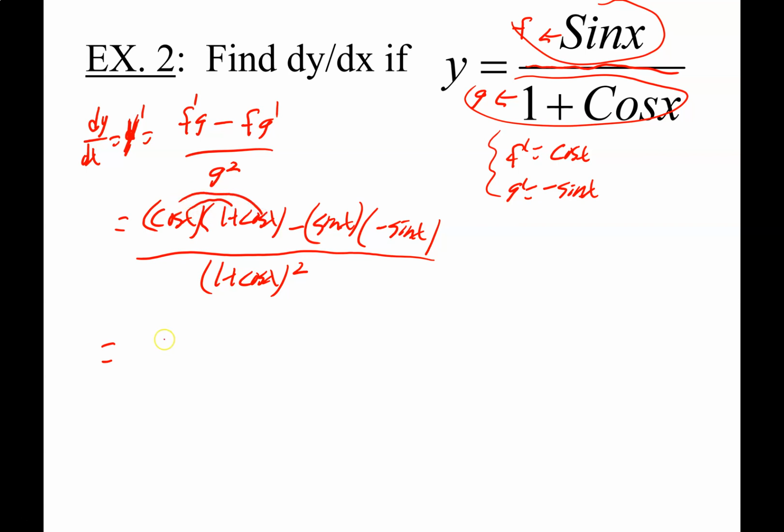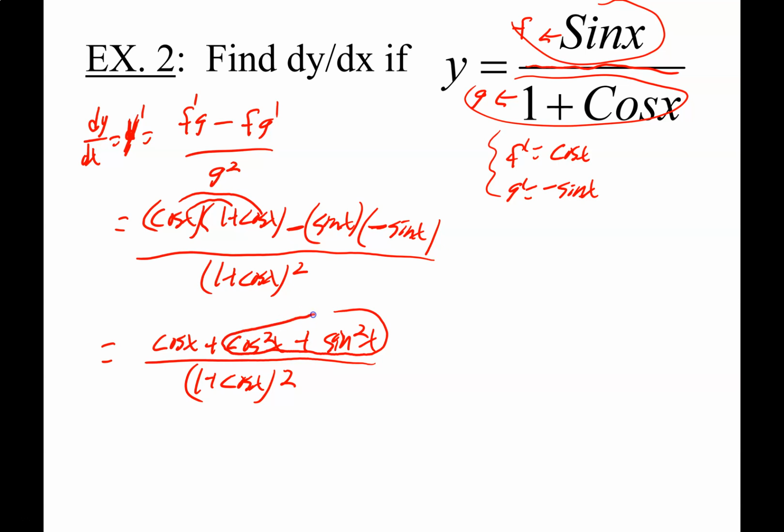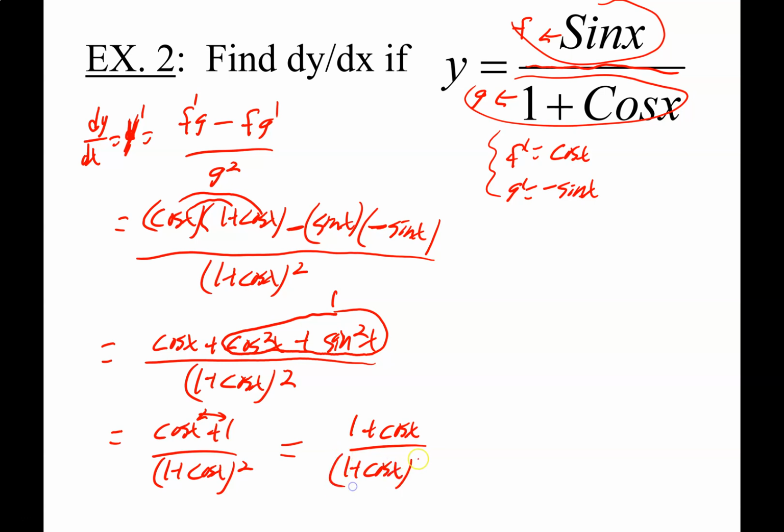So I distribute the top. Cosine times 1 is cosine. Cosine times cosine is plus cosine squared. Minus times negative makes plus sine squared x, all over 1 plus cosine, quantity squared. And again, this is one of those things I just know. Sine squared plus cosine squared, or if you do your commutative property, cosine squared plus sine squared, that's 1. So I get cosine x plus 1 over 1 plus cosine, quantity squared. Again, using our commutative property, cosine plus 1 is the same as 1 plus cosine, over 1 plus cosine squared. Cancel this on top, leaving a 1 with one of those. I get an answer of 1 over 1 plus cosine.